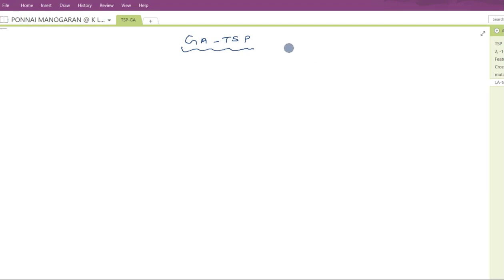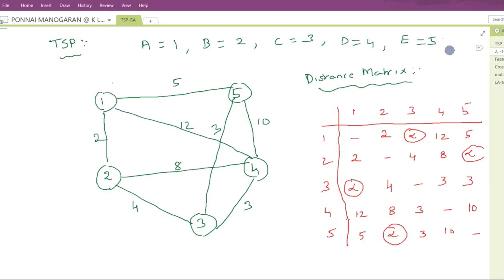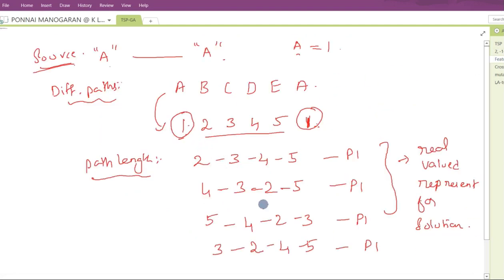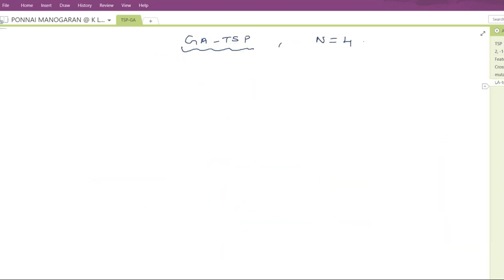Let us suppose the population size n is equal to 4. That means only 4 paths are there. Let us assume, for simplicity, we will take the same example. You can see, let us take these 4 paths, and randomly we will generate. This is the first initial population.